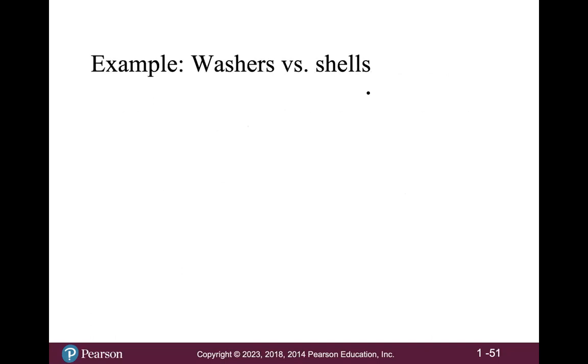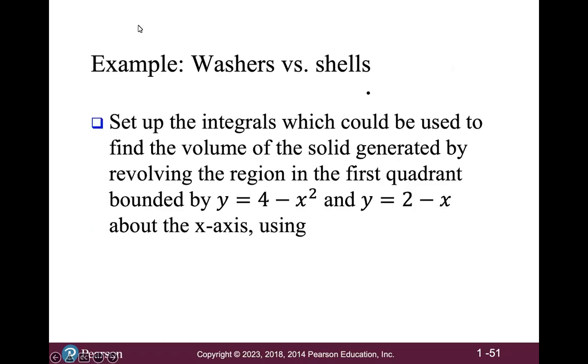Okay. All right. So for this example, which I added, we're going to set up the integrals. We're not going to worry about evaluating them. We're just going to set them up, which could be used to find the volume of the solid generated by revolving the region in the first quadrant bounded by y equals 4 minus x squared and y equals 2 minus x about the x-axis using first washers and then shells. All right, so the first thing I'm going to do is make a quick sketch of our region.